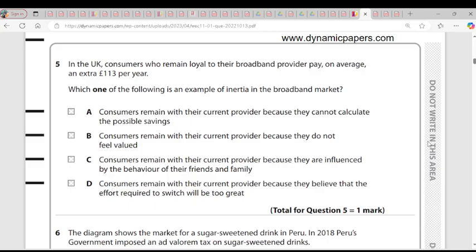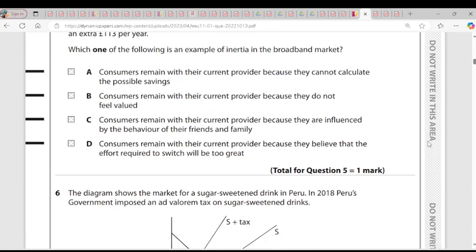B: Consumers remain with their current provider because they do not feel valued. No. If they don't feel valued, they would have left. They feel valued, that is why they are staying. C: Consumers remain with their current provider because they are influenced by the behavior of their friends and family. No, they are not influenced by friends and family here, but it is about just change. They just don't want to change. If they were influenced by friends and family, then maybe they would have changed because their friends and family would have changed. Consumers remain there, that's the answer.